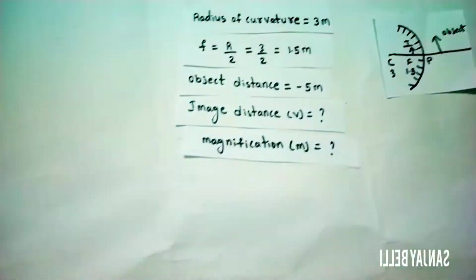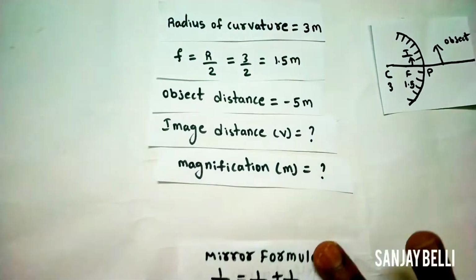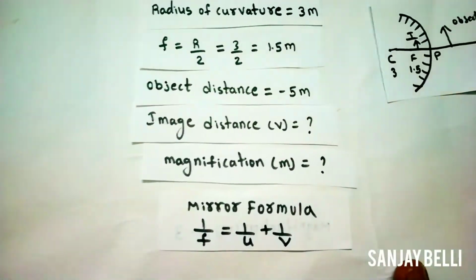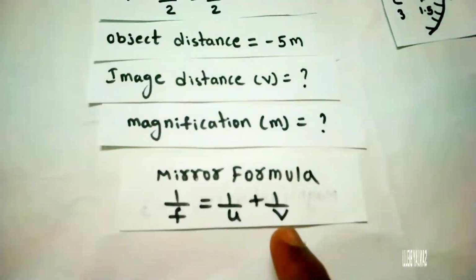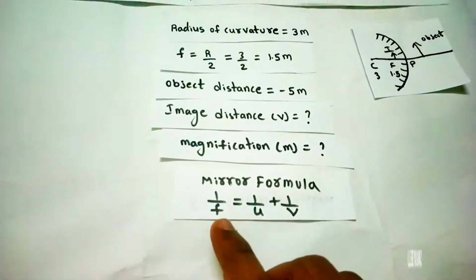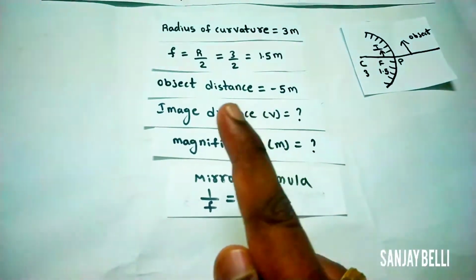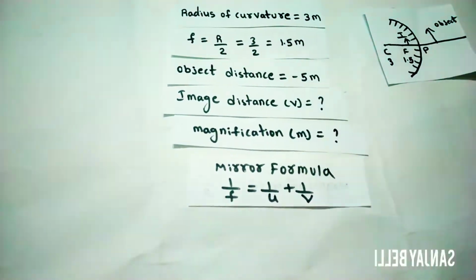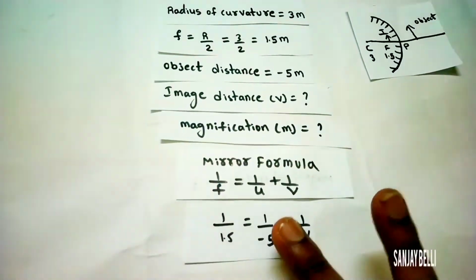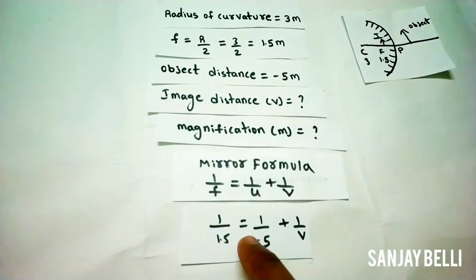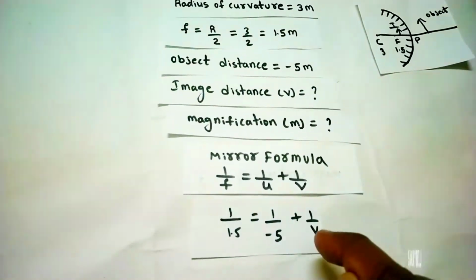So now we have to solve this problem by using the mirror formula, that is 1 by F equals 1 by U plus 1 by V. So what is your F value? 1.5. What is your U value? The object distance is 5 meters. So here you can see 1 by 1.5 is equal to 1 by minus 5 plus 1 by V.